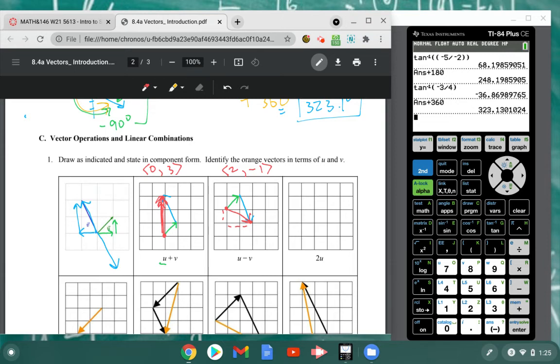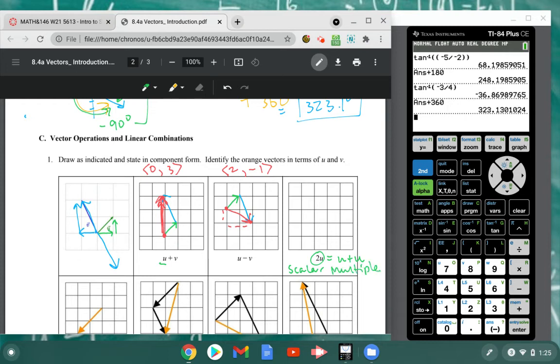Next, I've got 2 times u. So I actually want to go 2 of these u vectors. You can also think of 2u as u plus u. We call this 2 out in front a scalar multiple.